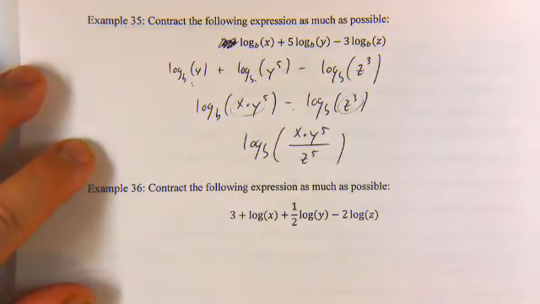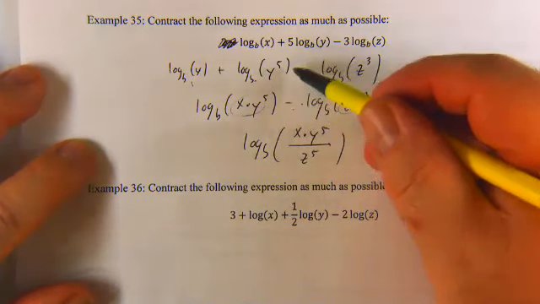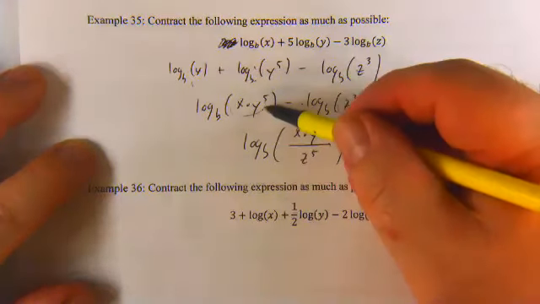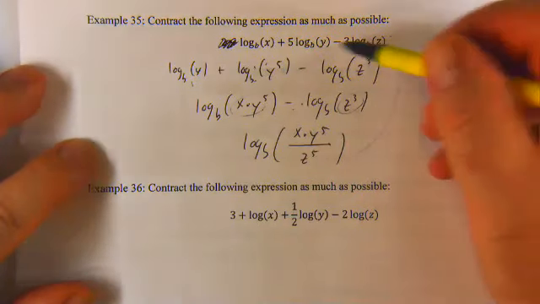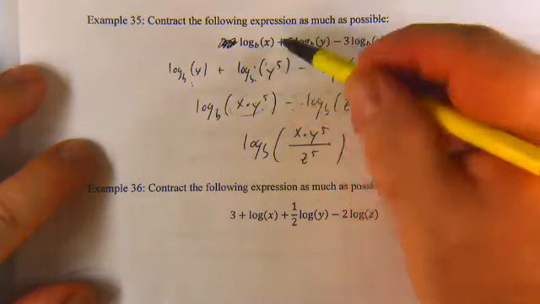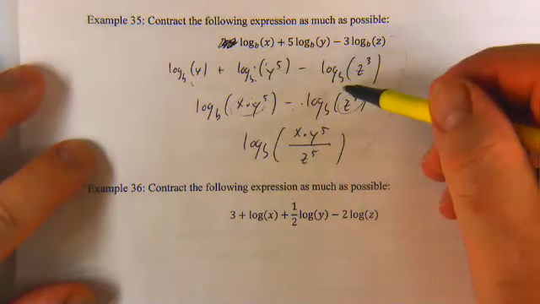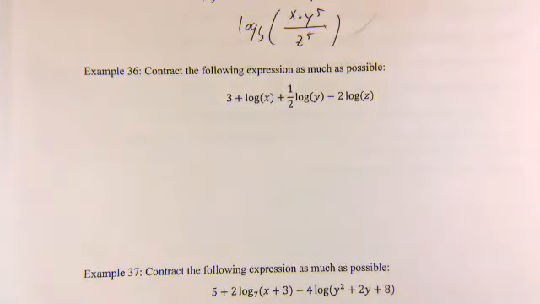Okay. So going this way, you start with subtraction to get this, and then you deal with the powers. You deal with the product to get this, and then you take all the powers out. So going back down this way, put the powers inside first, combine the plus to get a product in one logarithm, and then take the minus sign to get division inside the logarithm. So contract this as much as possible.